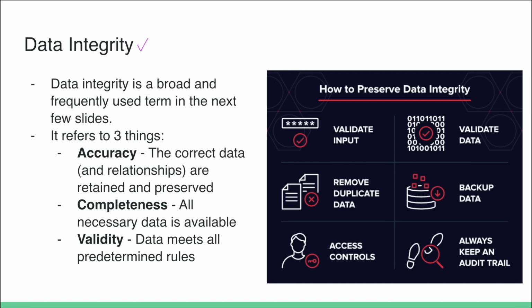We can say that it refers to three things: accuracy. So we have the correct data in our database. That data is retained and preserved. It isn't changed for any unnecessary reason. And also the relationships are retained and preserved, so everything is as we've planned it. Completeness, so all necessary data is available. Again, there's no data that's being deleted for no reason. And validity, all data meets all predetermined rules. That could be for length, for data type, whatever.